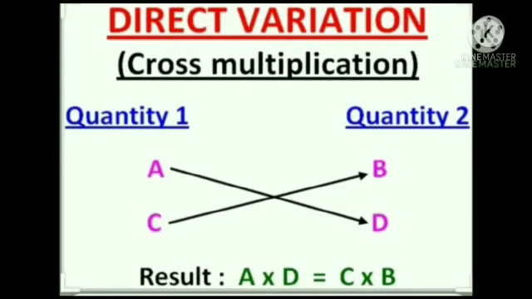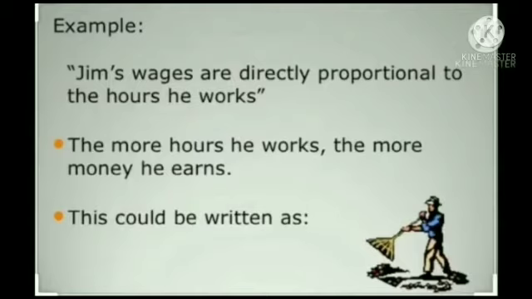Now see students, in direct proportion what you have to do is cross multiplication. Clear? Now see students, another example: Jim's wages are directly proportional to the hours he works. The more hours he works, the more money he will earn. Means the first quantity increases, the second quantity will also increase. Clear? Understood what is direct proportion?